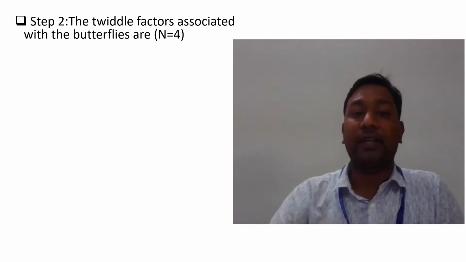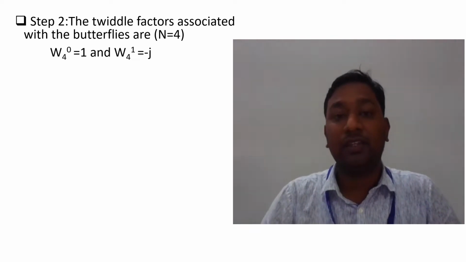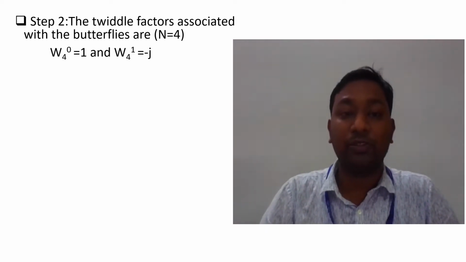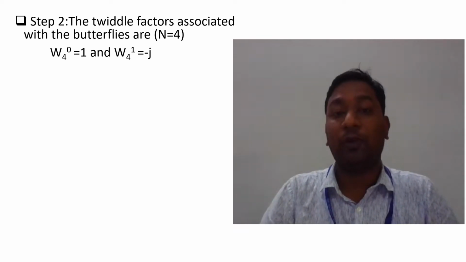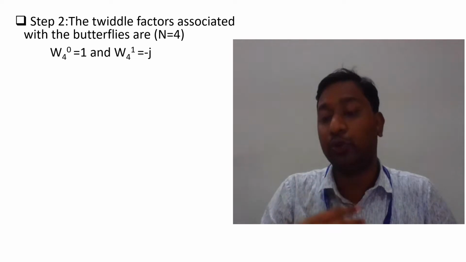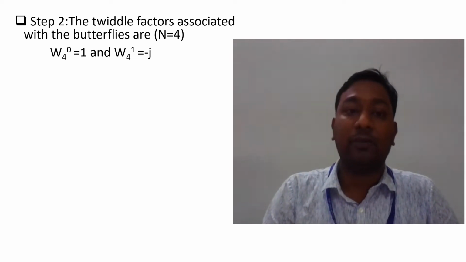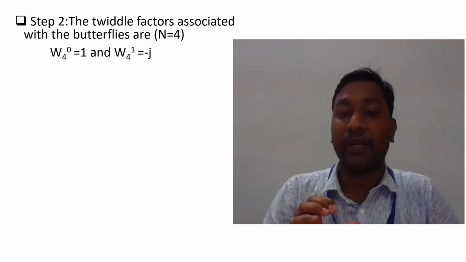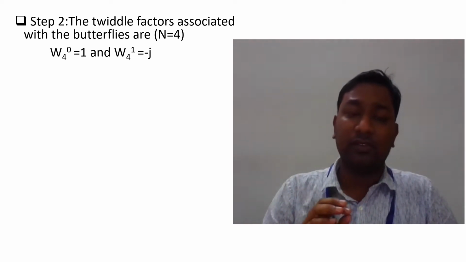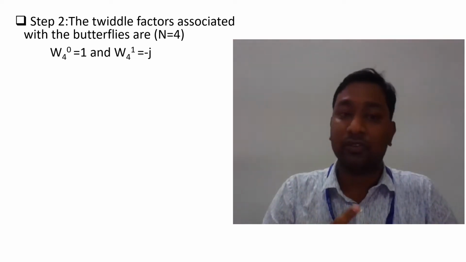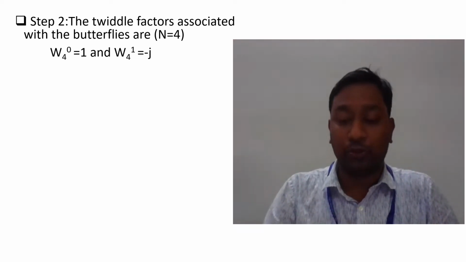Now, the twiddle factors associated with the butterflies considering n equal to 4 are omega 4 to the power 0 equal to 1 and omega 4 to the power 1 equal to minus j. If n equal to 4, then two twiddle factors will come. One is omega 4 to the power 0, which is 1, another one is omega 4 to the power 1, which is minus j. So that is common for all n equal to 4 cases. The twiddle factor values are 2.